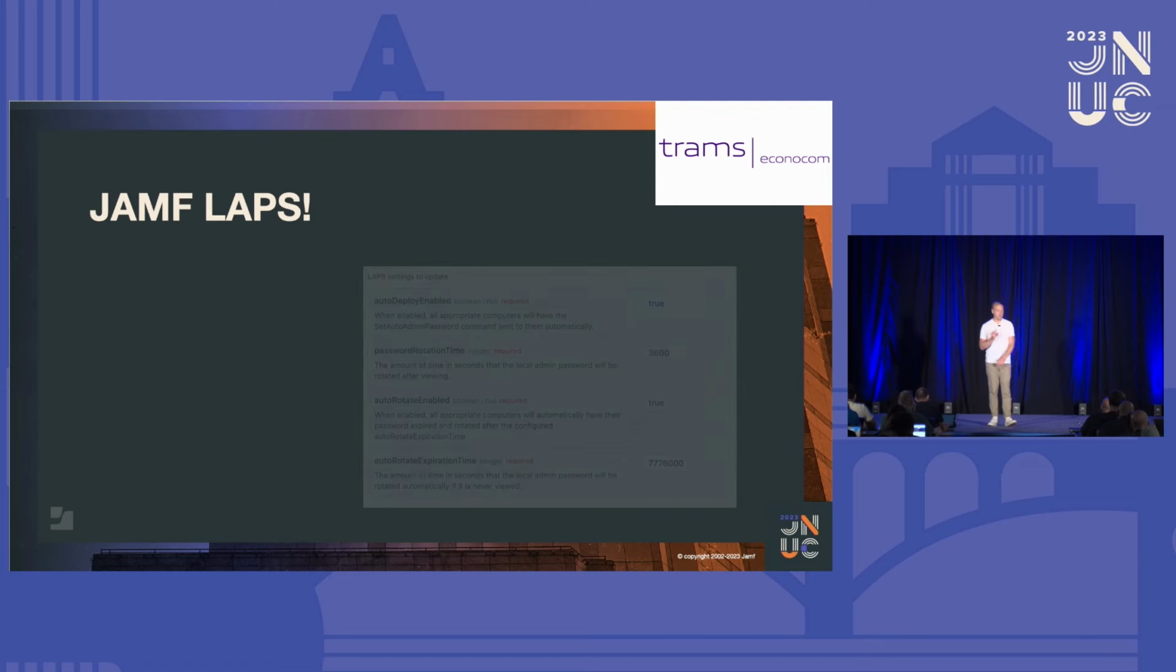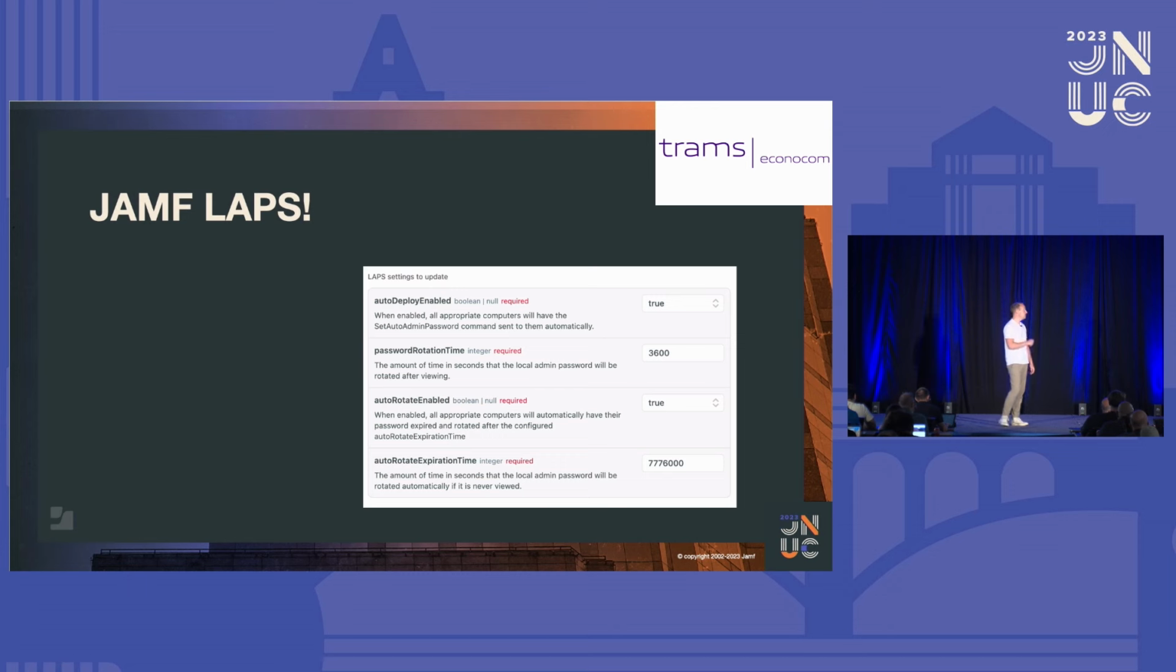Since 10.46, Jamf has had its own LAPS solution built in. This solution is currently only manageable through the API and uses the APNS command set auto admin password. You will have to use the API to manage the LAPS settings. By default, it is turned off.